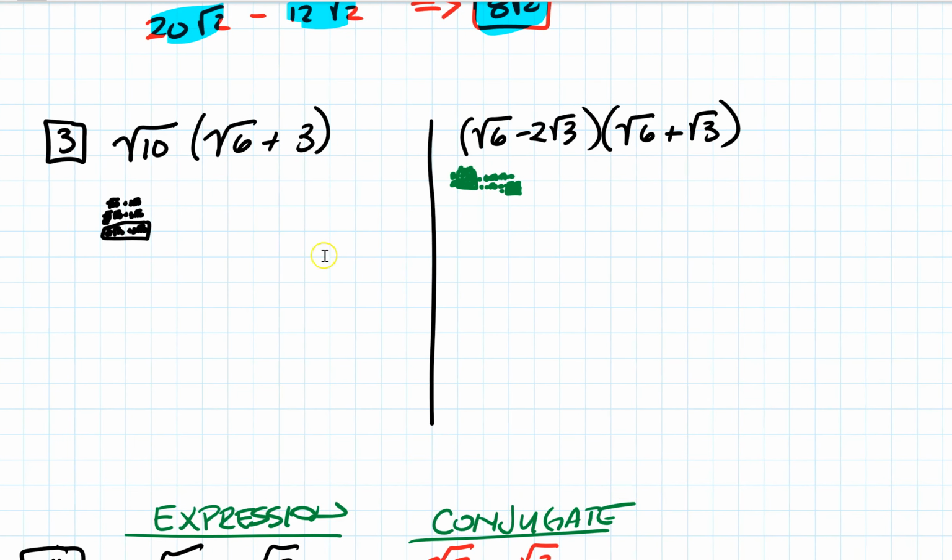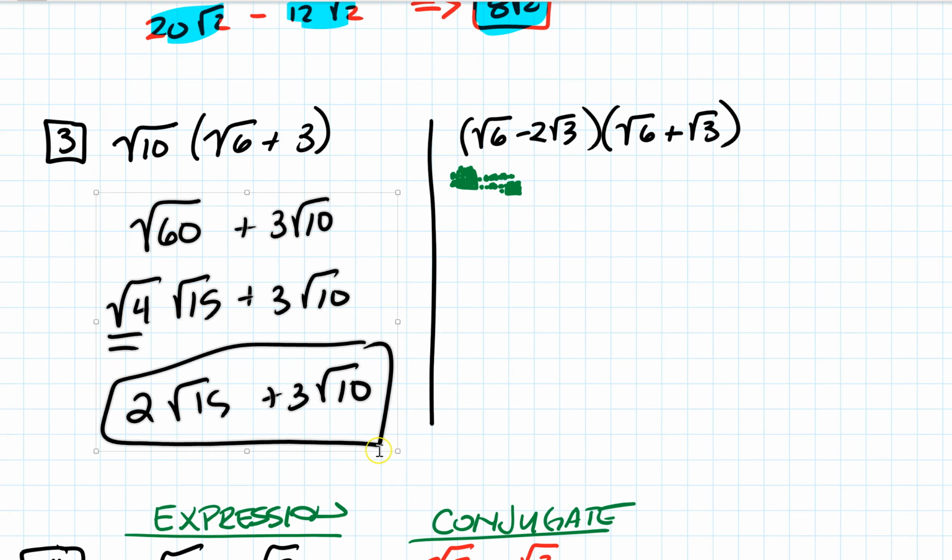What if I have rad 10 times rad 6 plus a 3? Well, the answer for us is going to be 2 rad 15 plus 3 rad 10. Let's figure out how to arrive there. If I distribute rad 10 times rad 3, I get a rad 30. If I distribute rad 10 plus 3, I get 3 radical 10.